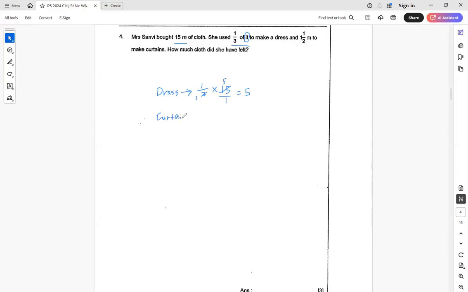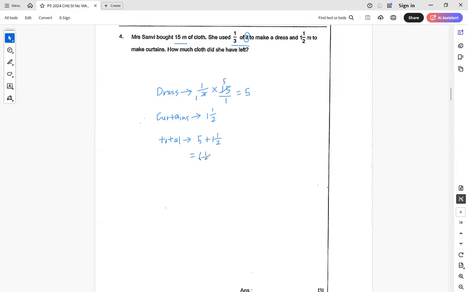The curtains here, there will be 1.5 meters. Okay, so dress is 5 meters, curtains is 1.5 meters. So let's find the total used. There'll be 5 plus your curtains, which is 1.5. That will give us 6.5 meters.